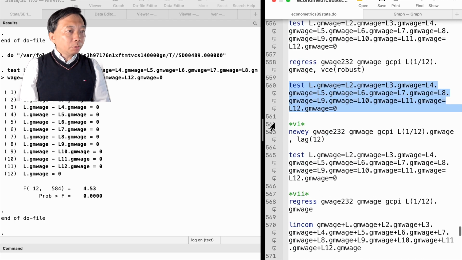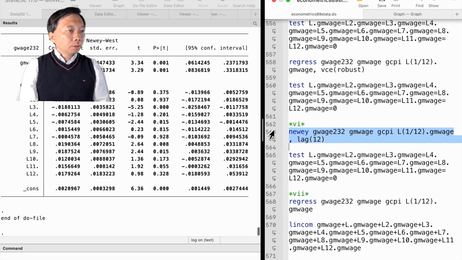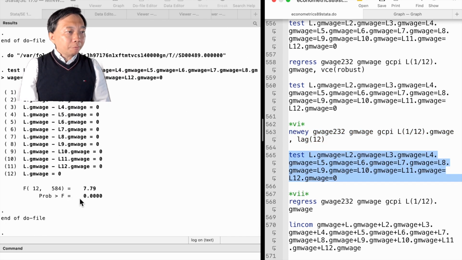After using the Newey-West approach with a lag of 12, we use the test command to do the F-test. The F statistic is even higher, 7.79. The lags are jointly significant at the 1% level.